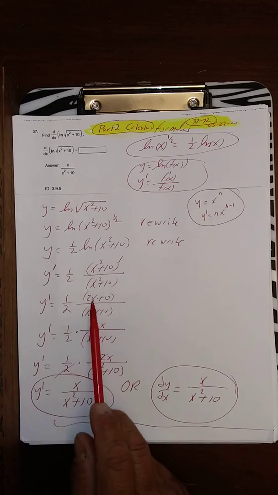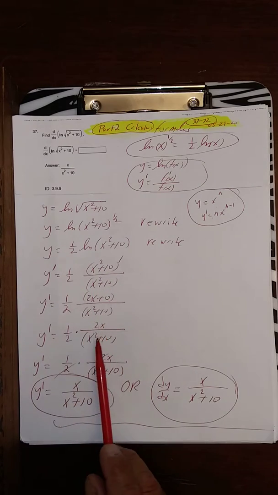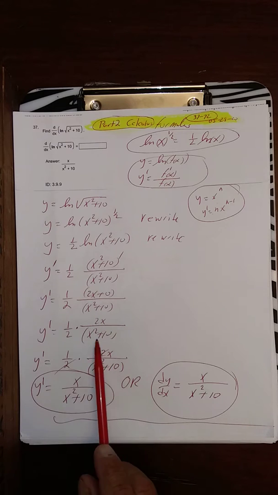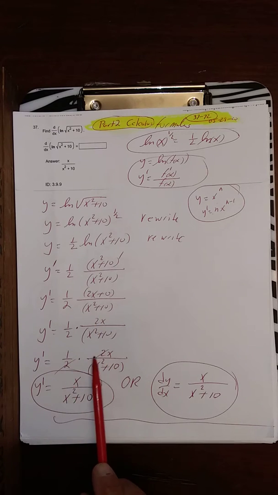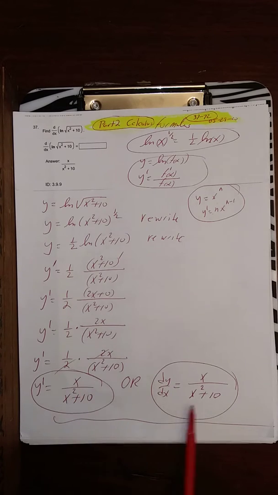So the derivative of the top is 2x plus 0. The bottom stays the same. So this is going to be 2x, and then the 2 and 2 are matching. The 2 matches the 2, and this is gone. So we end up with x over x squared plus 10, so dy/dx is x over x squared plus 10.